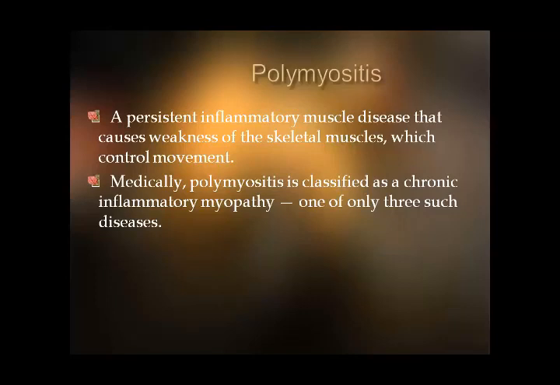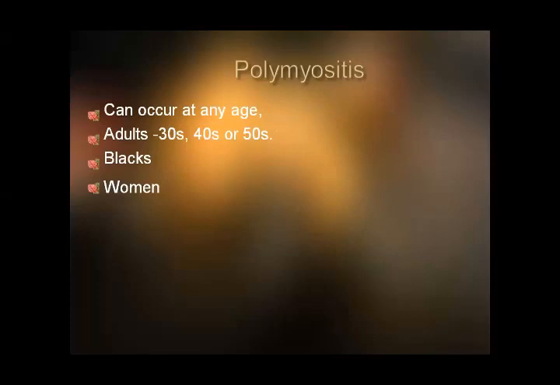If you look at polymyositis, as I told you, it is a chronic persistent inflammatory disease of the muscles that causes weakness, and the patient gets easy fatigability, weakness, and lethargy. It can be classified as a chronic inflammatory myopathy, one of the three such diseases, and it can occur at any age. Adults, usually 30 to 50 years, are more commonly affected. Blacks are more commonly affected, and females are more affected than males, in a 4:1 ratio.